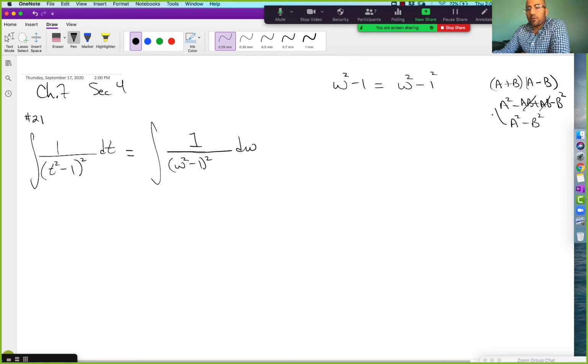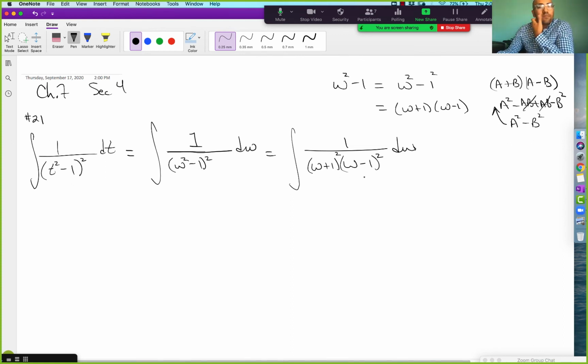So now if you want to go backwards and you notice, hey, look, I have a case where it's something squared minus something squared, we know what factors like that. That's how we can very easily and quickly conclude that this factors this way. Okay, so this factors, and it's getting squared. So I'm going to say that that is the same thing as 1 over (w plus 1) squared times (w minus 1) squared, dw.